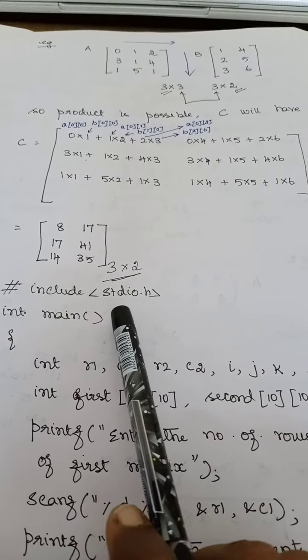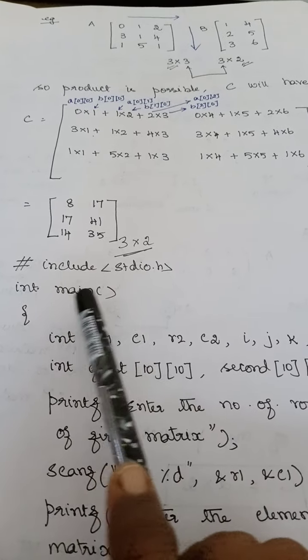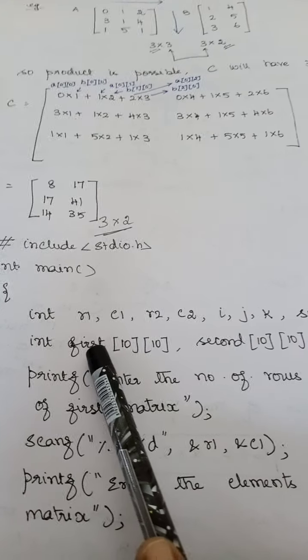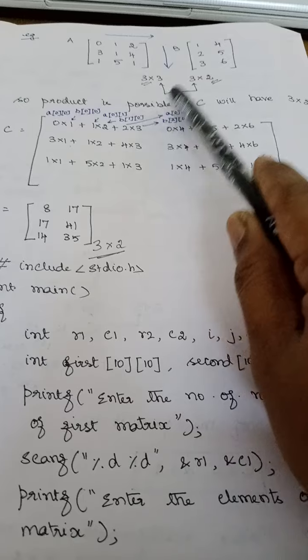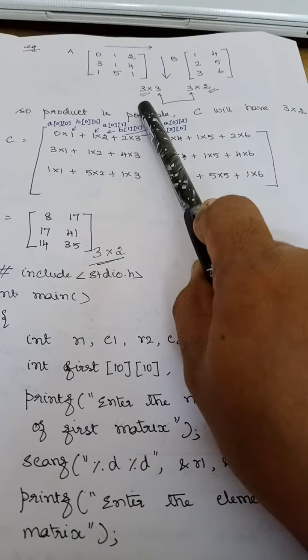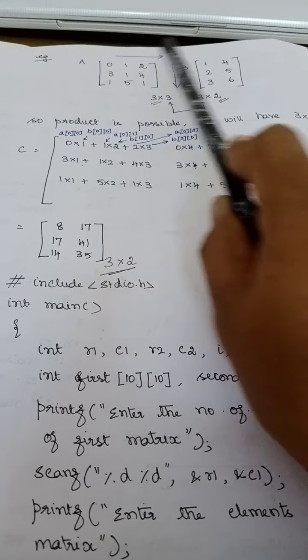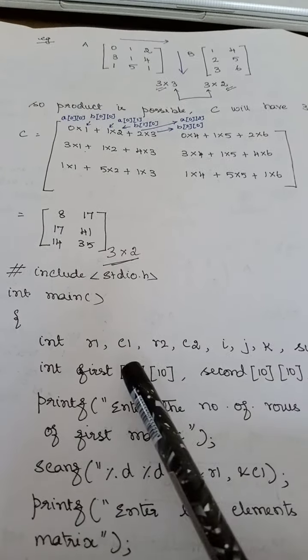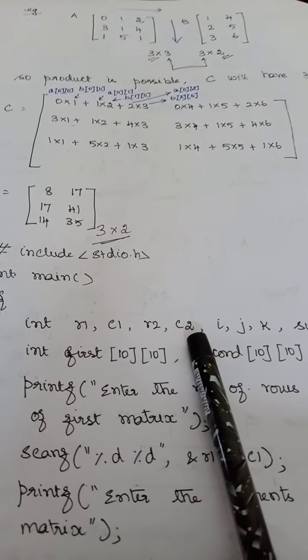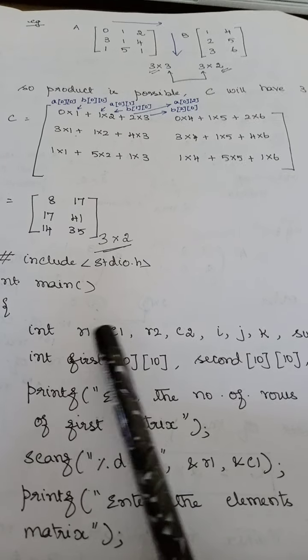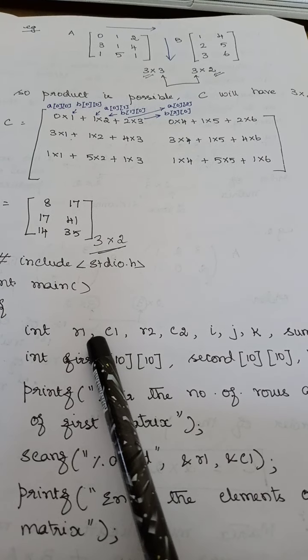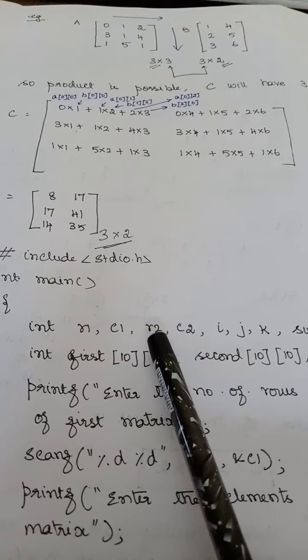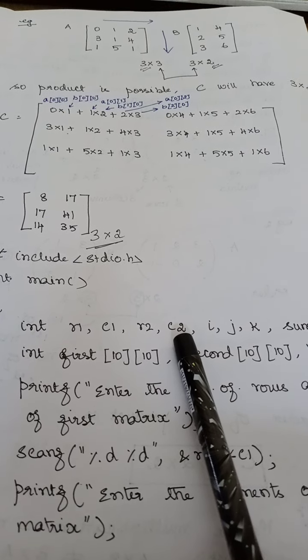Hash include stdio.h, int main. So since I am here, it can be different, right? So here I can have one order for my A, and here I can have another order for my B array. So I need 4 things. These 2 things I have for rows and columns for my first matrix. Here rows and columns for my second matrix.